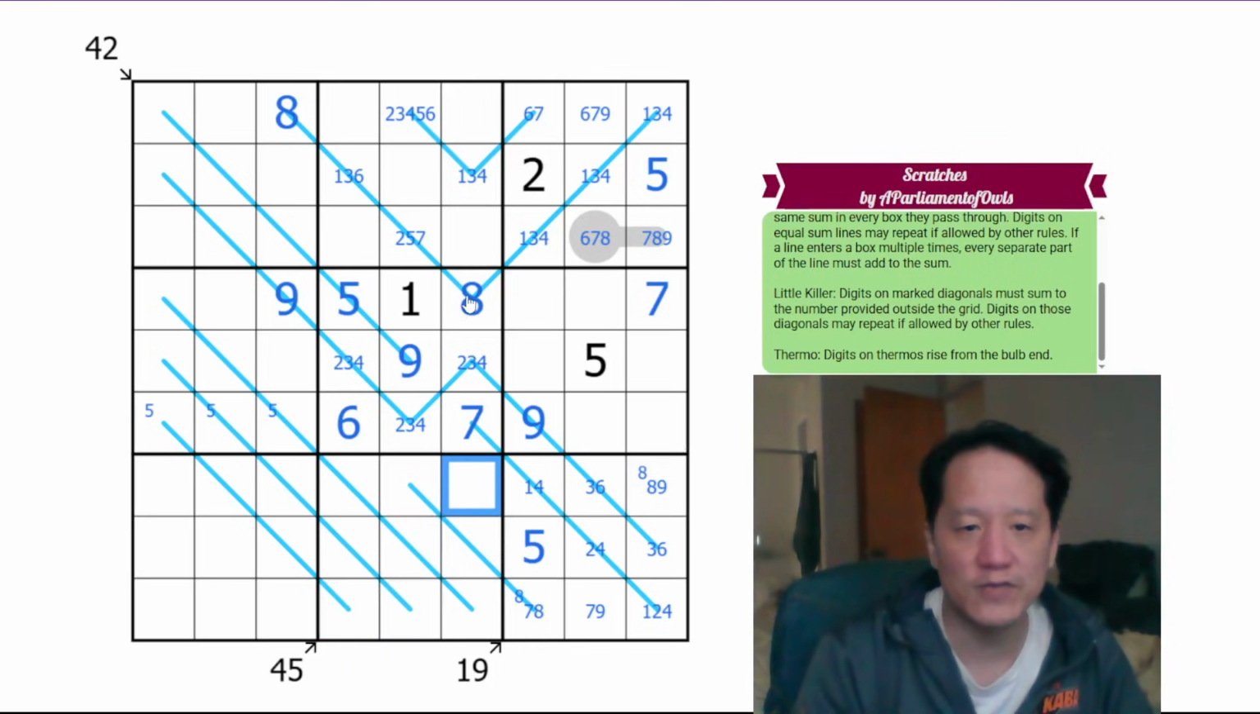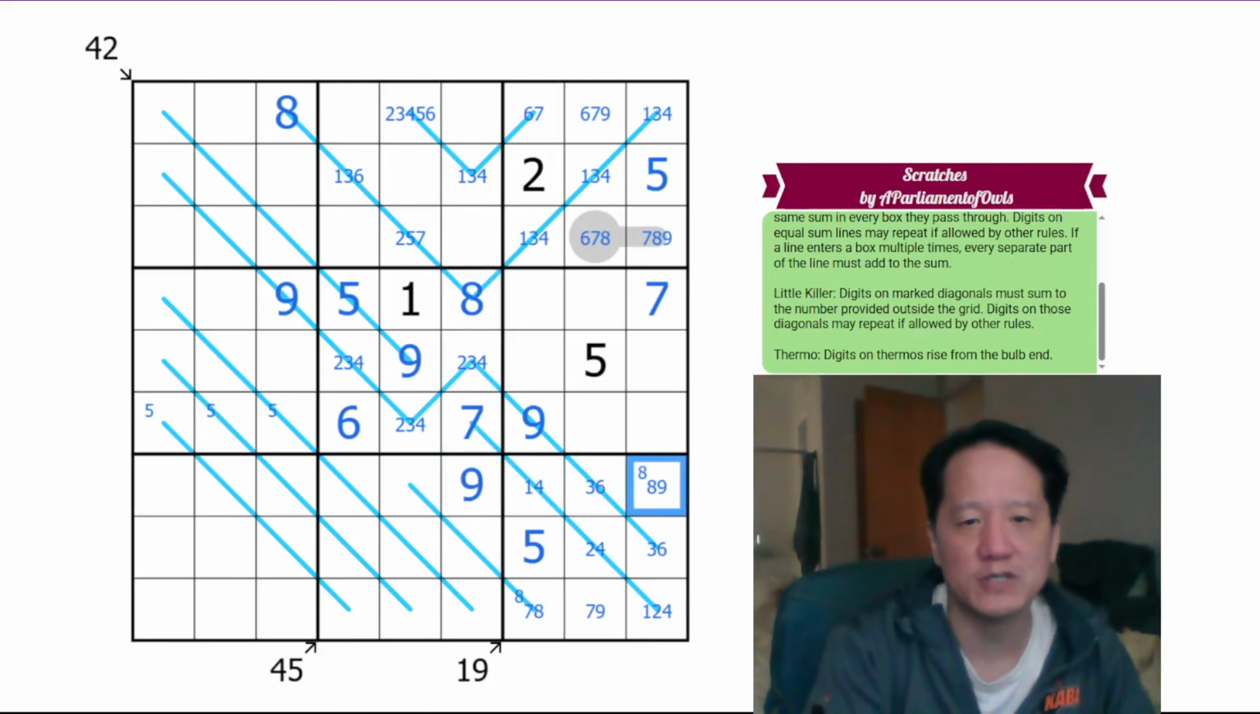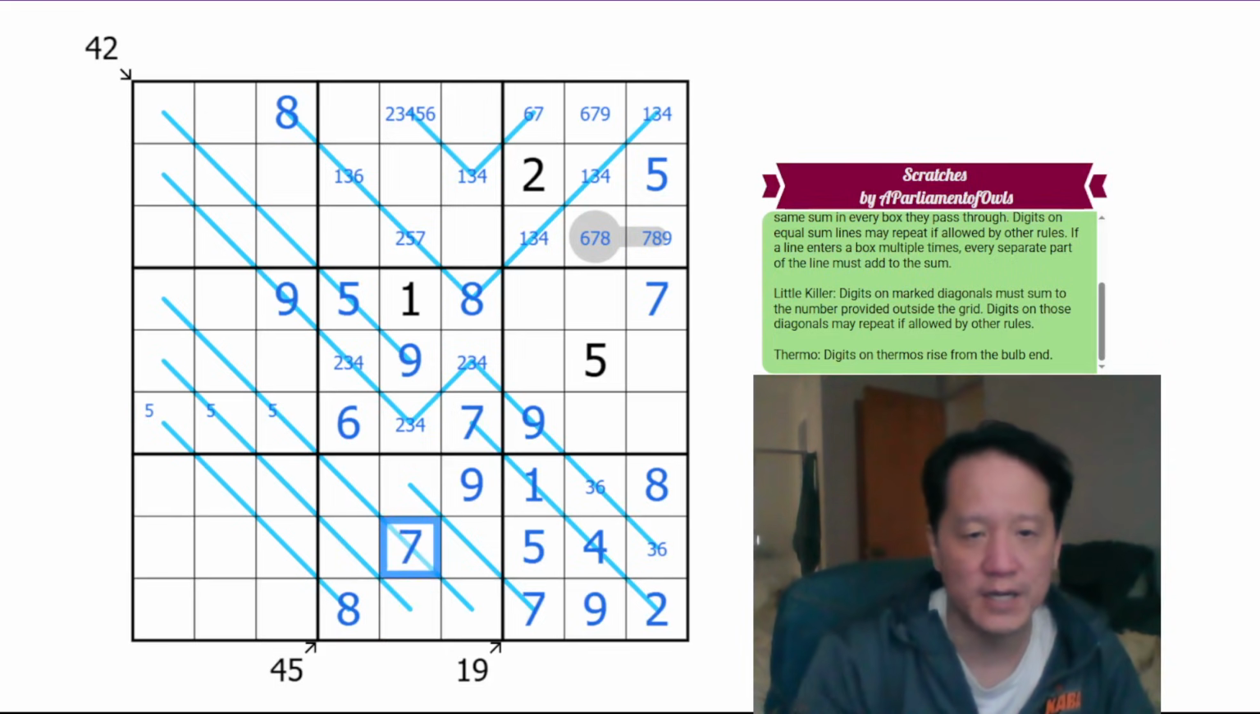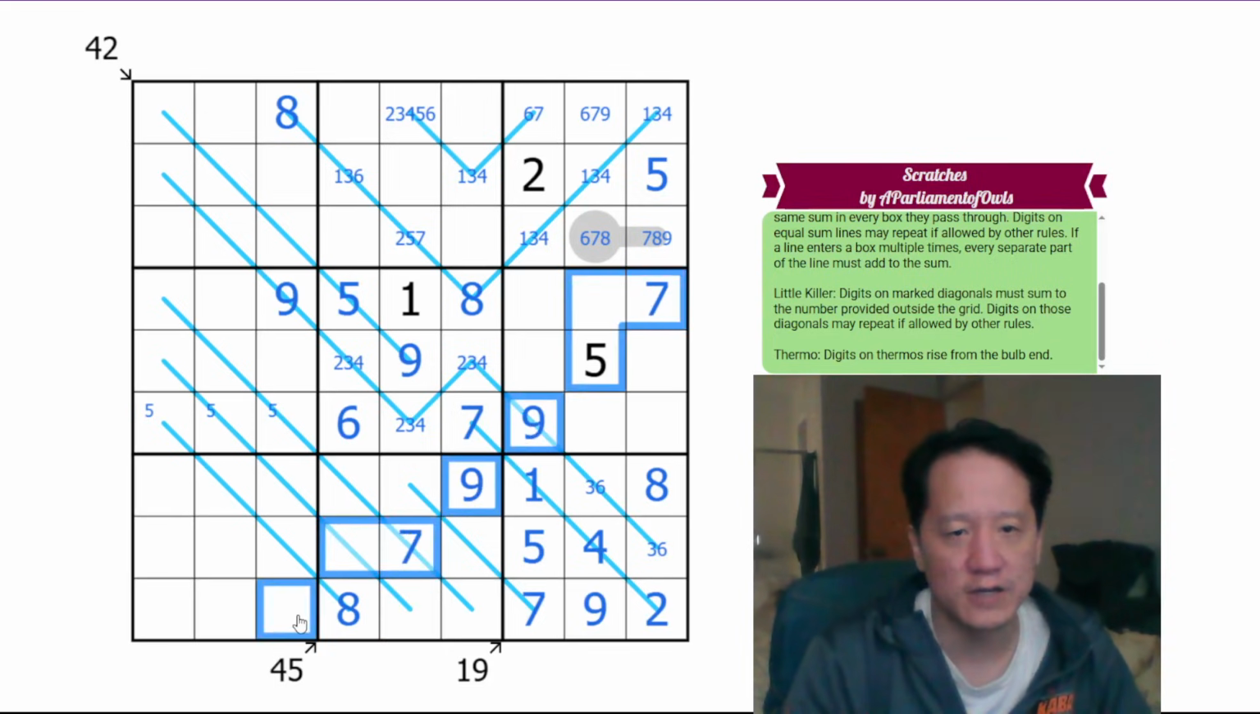And this can't be 7 or 8 because of 7 and 8 in the column. Therefore, this is 9, which means this can't be 9. That's 8, which makes this 7, 4, and 8 to add up to 19. 4 eliminates 4 here, so it's 1 and 2. This 7 eliminates 7 here, so it's 9. This can't be 7 or 9, so it must be the 8, which makes this the 7 to add up to 45 along this diagonal.